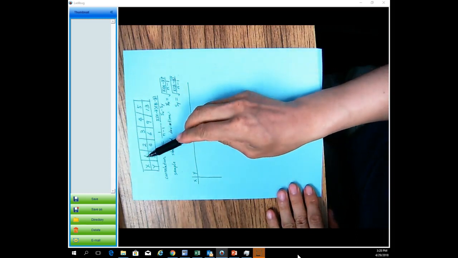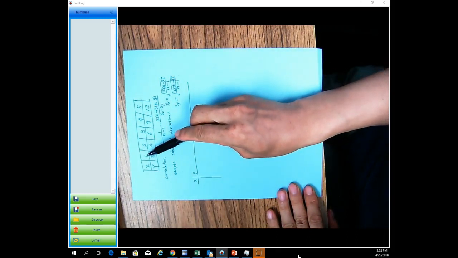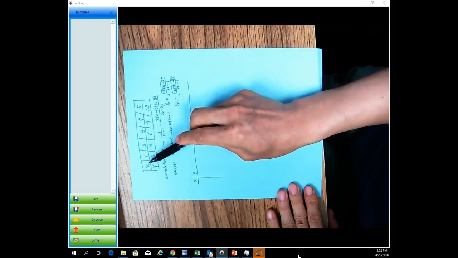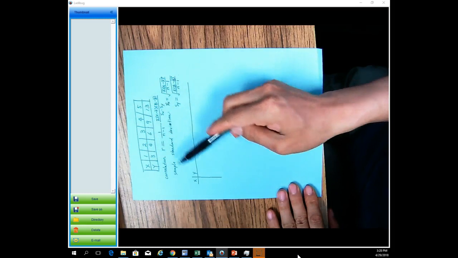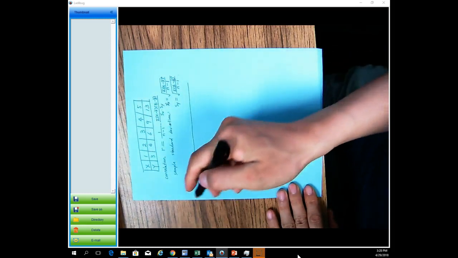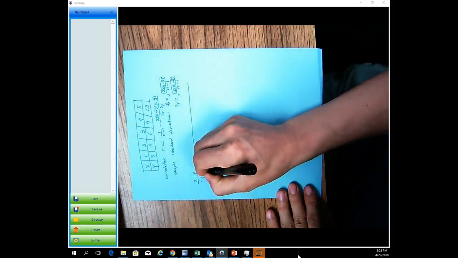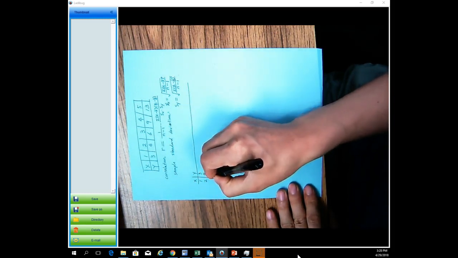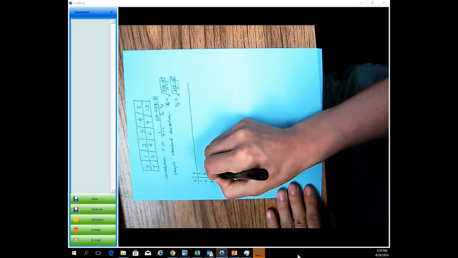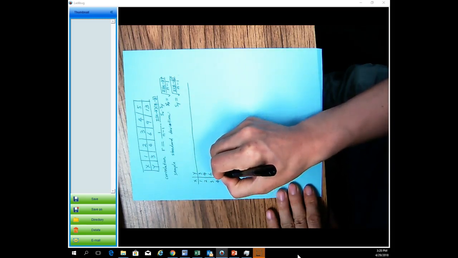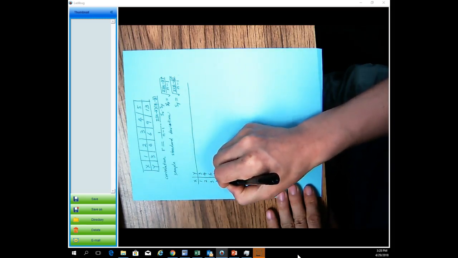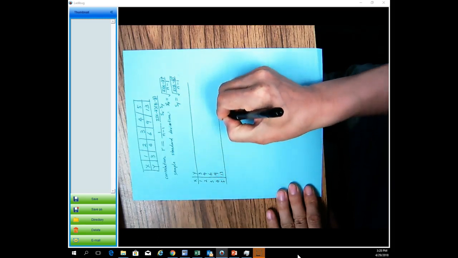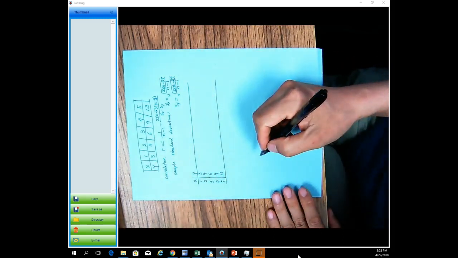Here we have the first individual with x equals 1, y equals 3, the second individual x equals 2, y equals 4, and so on. Just copy the data over: x equals 3, y equals 6, x equals 4, y equals 9, and x equals 5, y equals 13.